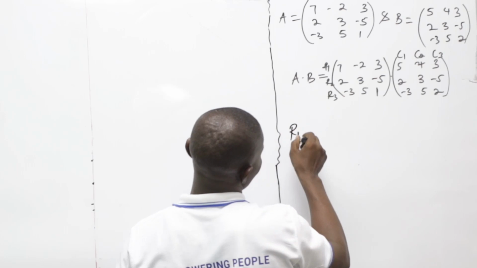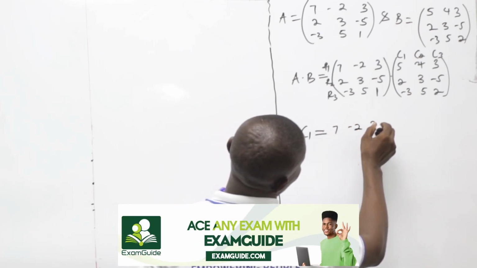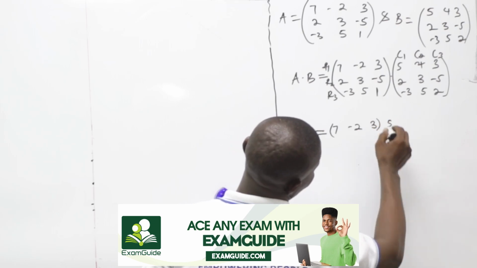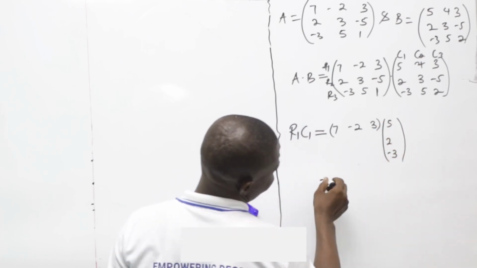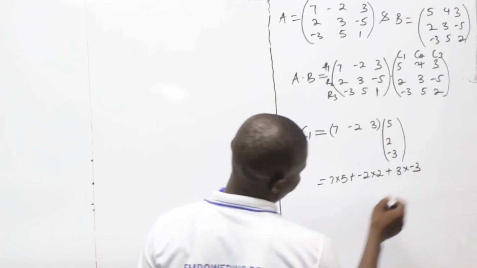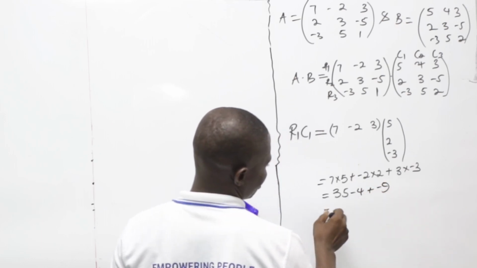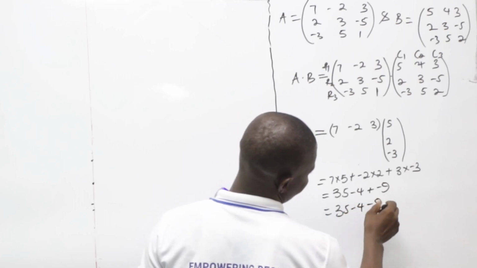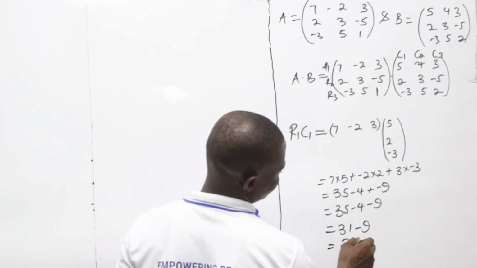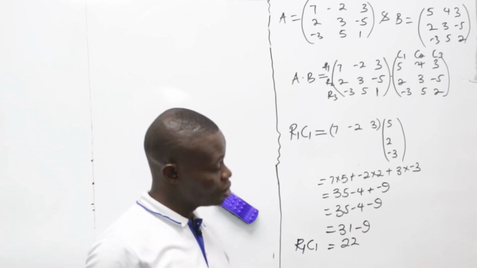The first one, row 1, column 1, equals 7 minus 2, 3, against 5, 2, minus 3, to give us 7 times 5, plus minus 2 times 2, plus 3 times minus 3, to give us 35 minus 4, plus minus 9, to give us 35 minus 4 minus 9, to give us 31 minus 9, to give us 22. So row 1, column 1 equals 22.